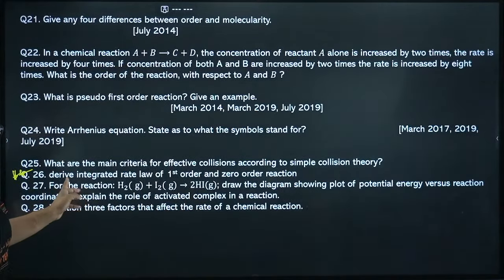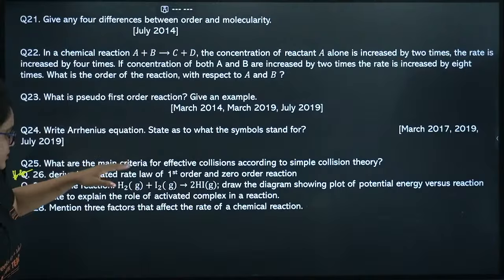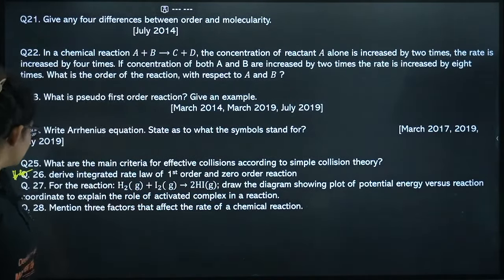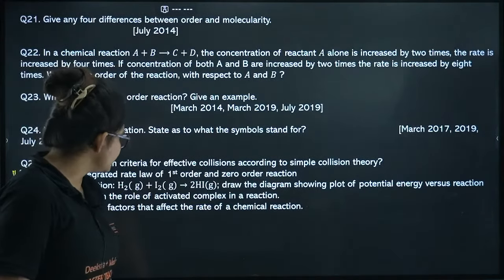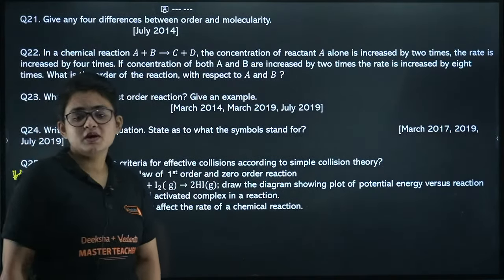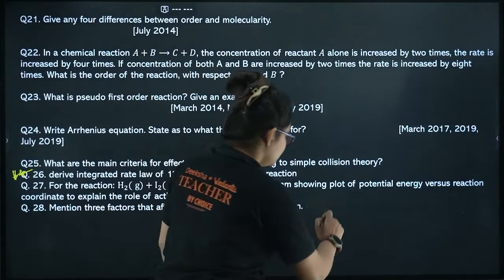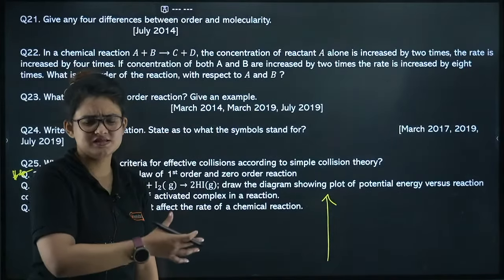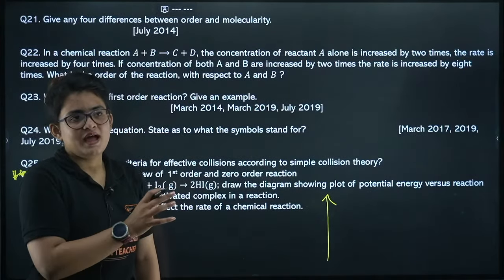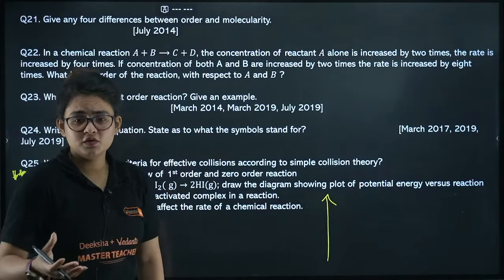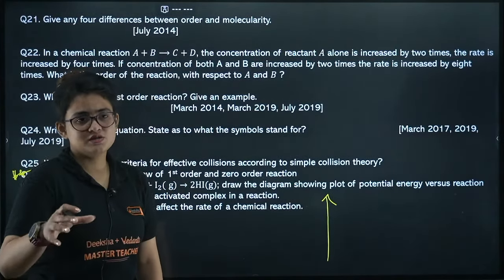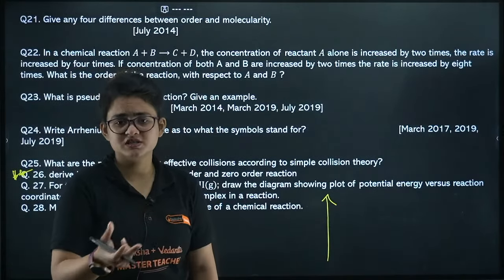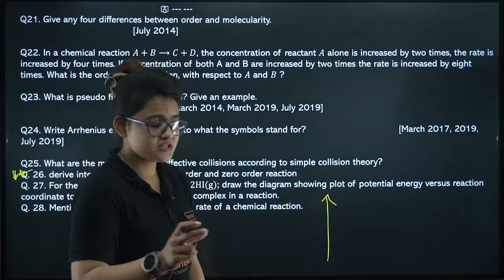Next you can see, for the reaction H2 plus I2 gives 2HI, draw the energy diagram showing the plot of potential energy versus the reaction coordinate, and explain the role of the activated complex in the reaction. Again I'm telling you, we will do it in detail in the Zero to Hero session. This is just to give you the list of questions, not for the explanation. For the explanation, it's one of the model paper questions, so you can check the model paper as well for the detailed explanation.